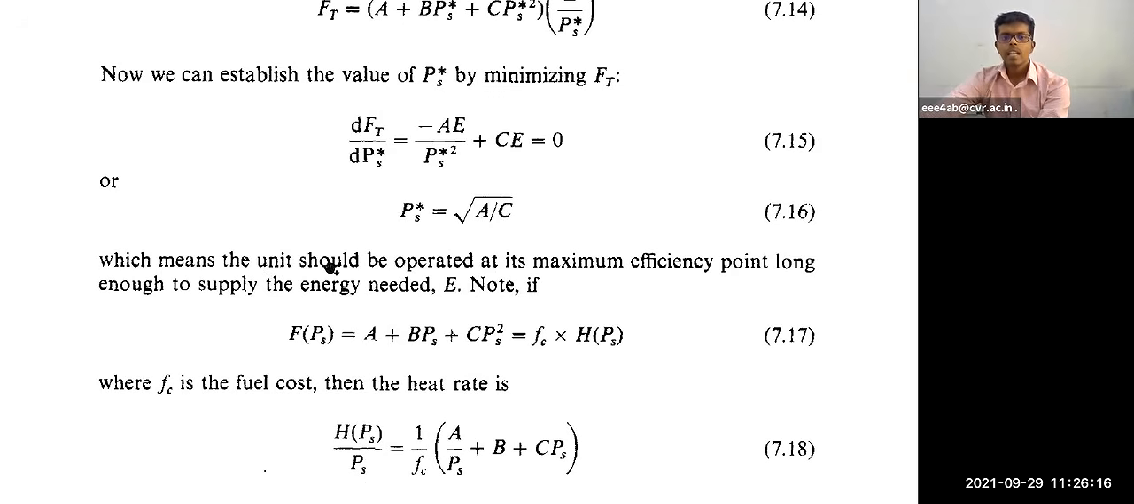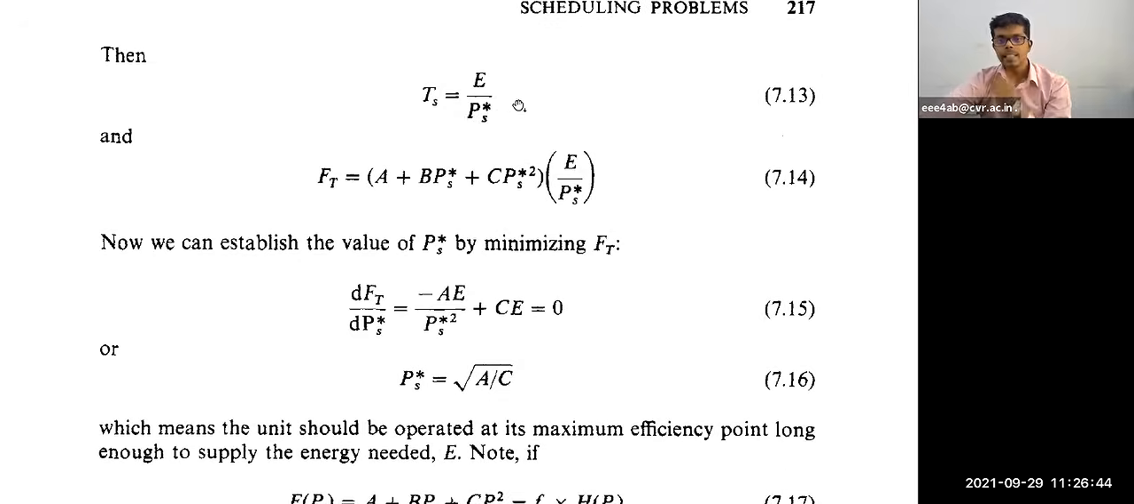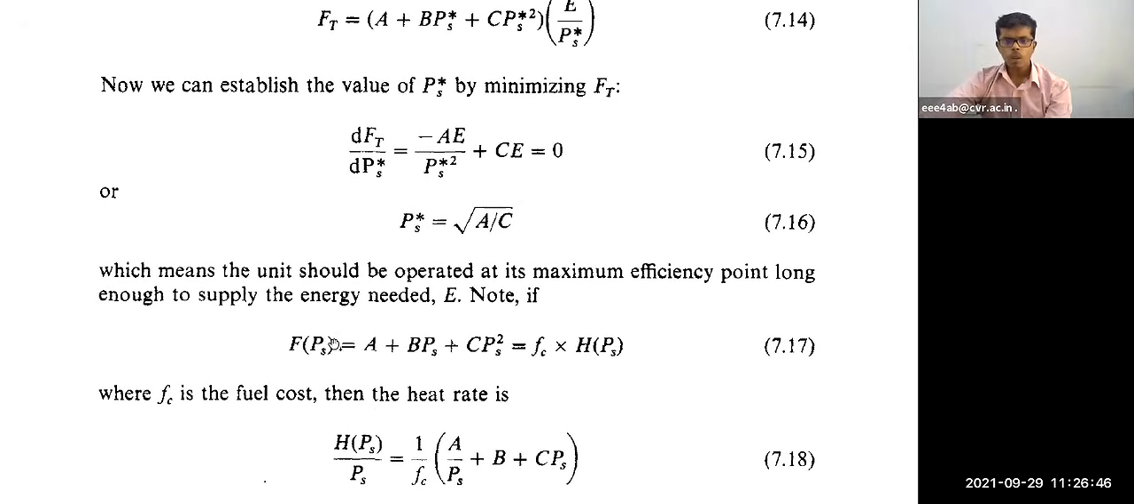Which means that the unit should be operated at its maximum efficiency. So if this condition is satisfied, that is Ps star equals root of A divided by C, in this condition the unit is operated at maximum efficiency, because this is the optimum value. So maximum efficiency point long enough to supply the total energy E, capital E.